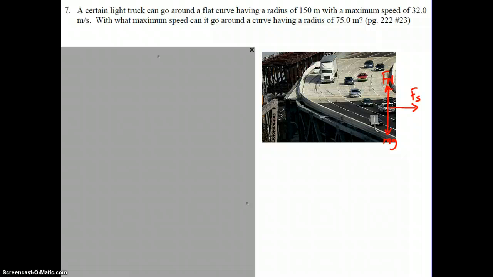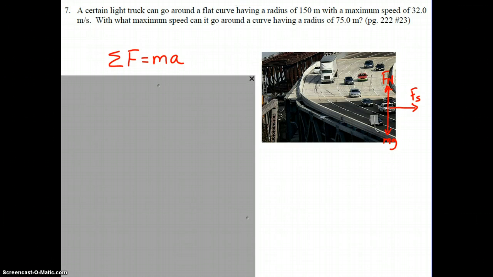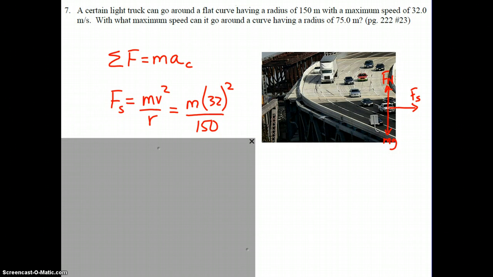So what we start out with finding here is what friction is required in the first circumstance, with a radius of 150 meters and 32 meters per second. We start off with, again, our Newton's second law statement, sigma F equals ma. Is the truck accelerating? Yes, because it's traveling in a circular path, so we add the subscript C to our a. What force is causing the mass to centripetally accelerate? As we just discussed, that force is the static friction, which is equal to mv squared over r.